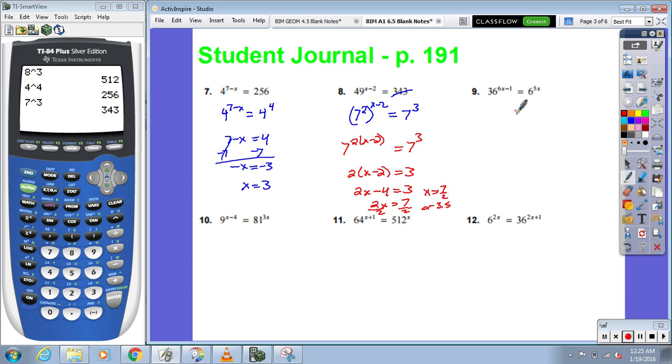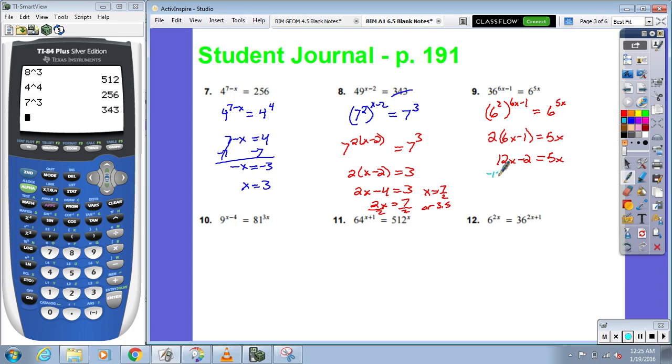Alright, on number 9, think of this as 6 squared to the power of 6x minus 1, and we have 6 to the 5x. Now remember, a power to a power, you're going to multiply them. So we're multiplying 2 times 6x minus 1, and then we're setting it equal to 5x. So go ahead and distribute here. We get 12x minus 2, because I've distributed the 2, equals 5x.